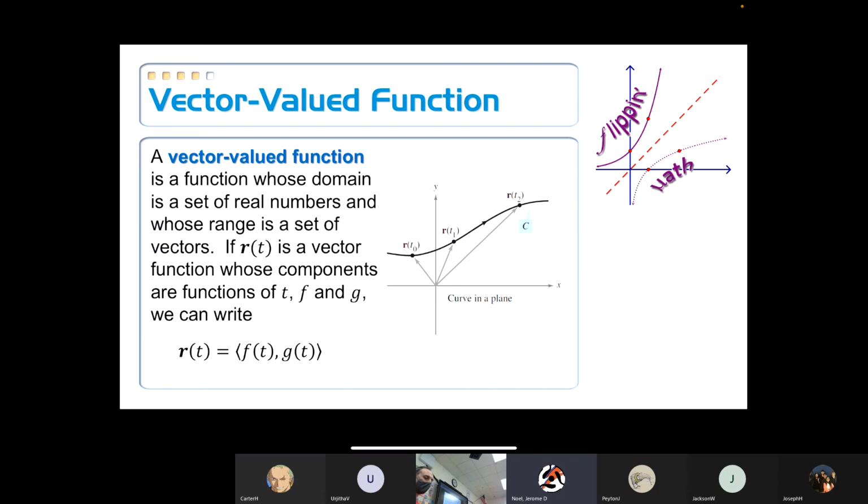Yeah. All right, so the domain is some real variable, usually time, t, but the output or the range is just a set of vectors. All right, so here is the chevron version of that.